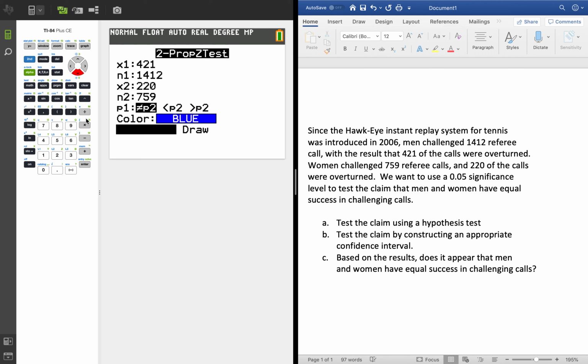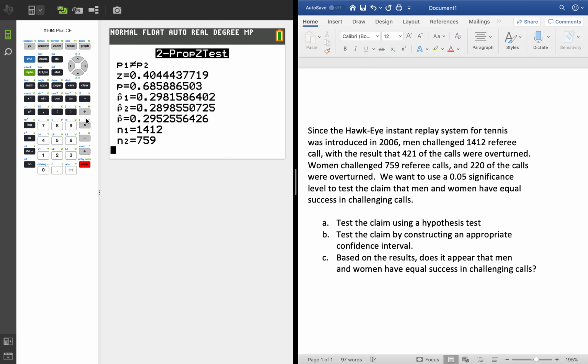So go down to Calculate, hit enter, and voila, your z score pops up, which is a big deal to see how it matches up with your critical value, and your p-value shows up. The p-value is big there, it's 0.685. Since it's bigger than 0.05 in the problem, we would fail to reject H0, and because the claim was that men and women have equal success, there is not sufficient evidence to reject that claim. That's the hypothesis test.